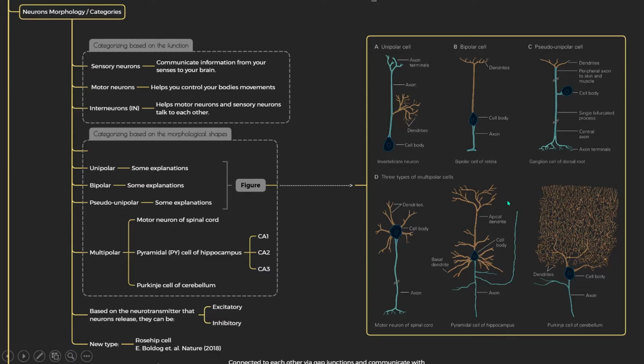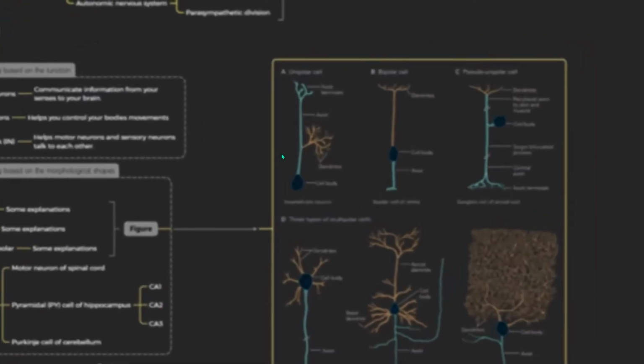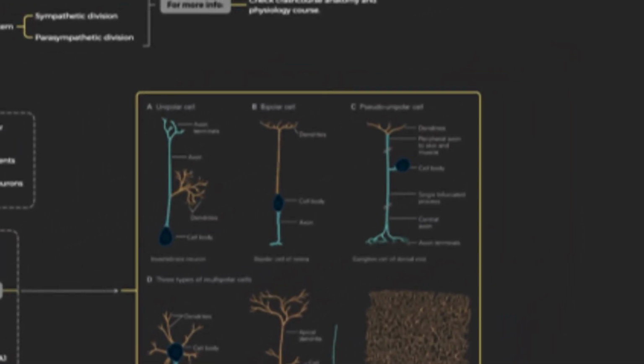So yeah, looking at these, the different parts of the neuron, these parts are the axon. These terminals are called dendrites. We have the cell and we have the axon terminal, and yeah, let's check them out.